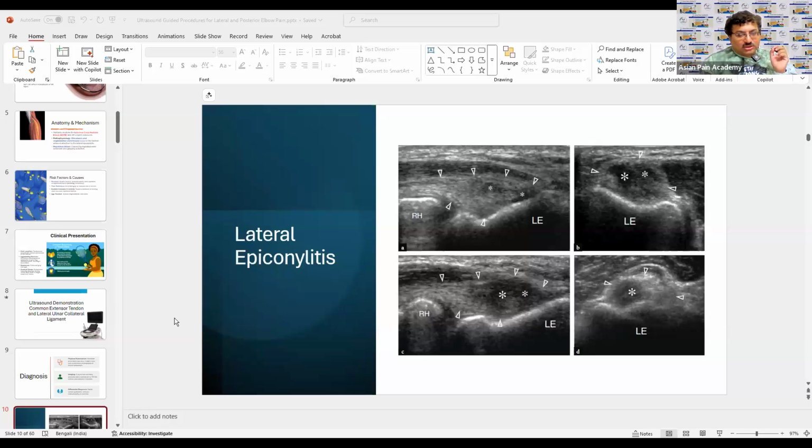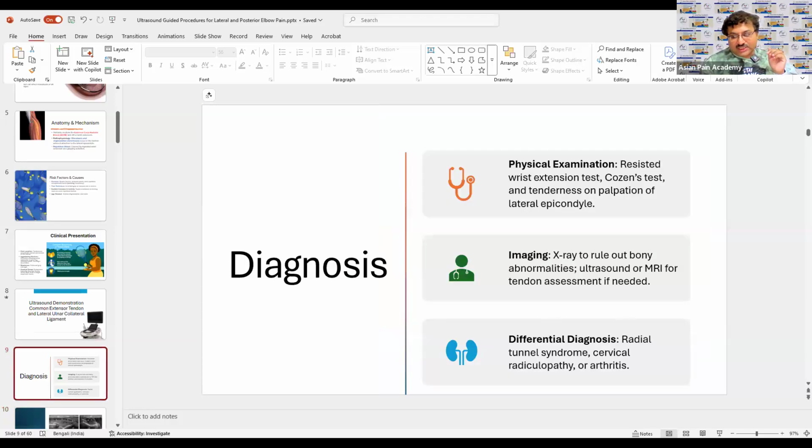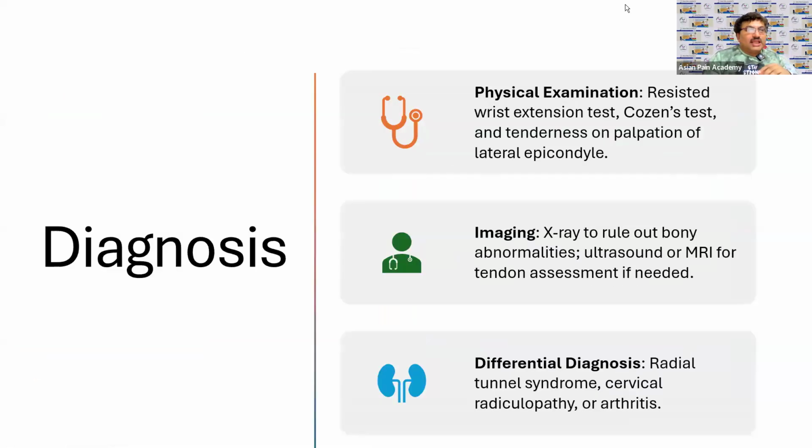So let us see the diagnosis for the lateral, this part. So what is the common diagnosis? First, it is the physical examination, among which one test we commonly perform is known as the resisted wrist extension test, also known as the Cozen's test. So previously in the last class, you have seen how we are actually doing it. So we are doing the reverse Cozen test.